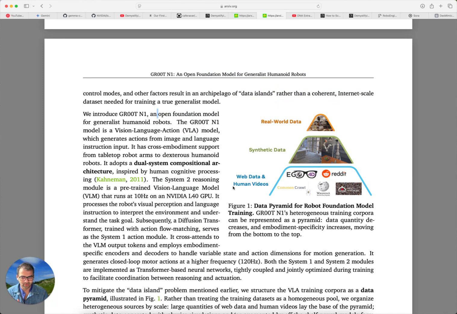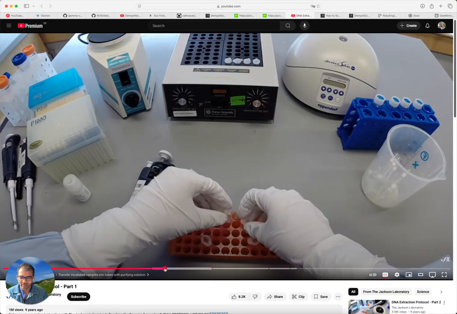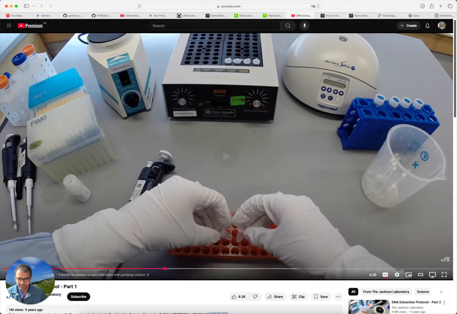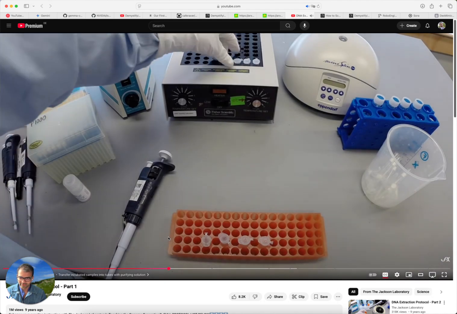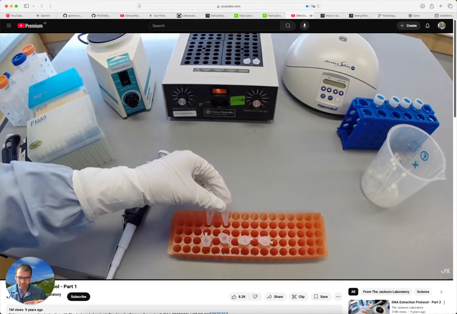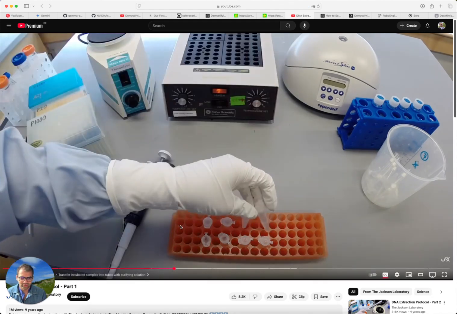And one of them is human videos, basically human demonstration videos. You could think of it like this video here, where they are extracting the DNA sample. Now it's a really good video. You have a very good top view and a person who is handling pipettes and samples. I cannot imagine a better video for training robots.